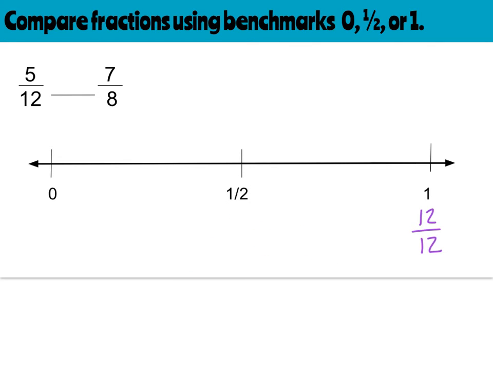So I'm going to erase that work to keep my model clear, and I'm going to label this as 6/12. Now, without putting all of my other marks on there, let's try and plot 5/12. So we know that we have 0/12, we have 6/12, and we have 12/12. Which of those benchmarks is 5/12 closest to? 0, 1/2, or 1? If you guessed 1/2, you're correct.